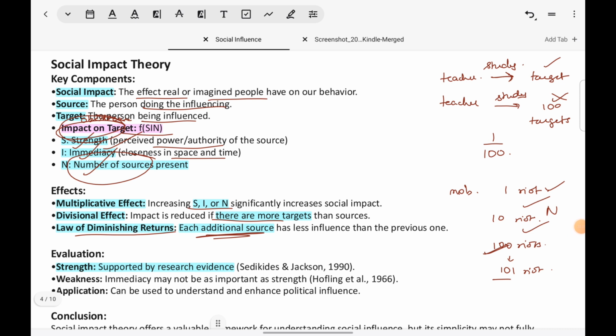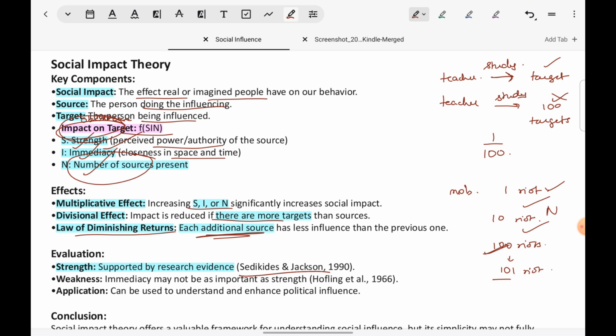A study was done by Sedikides and Jackson, in which they demonstrated many aspects of this theory in a zoo setting. So they went to a zoo, if I'm not mistaken, and there they asked some visitors not to feed the animals. Many aspects were found, such as if the source was strong, like a zoo authority instructing them not to feed the animals, then they were more likely to obey. But if it was just some ordinary individual asking them not to do that action, then they were less likely to obey.